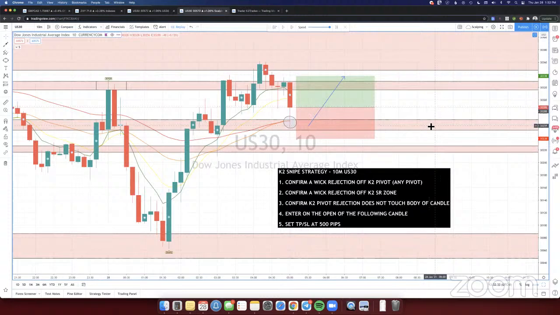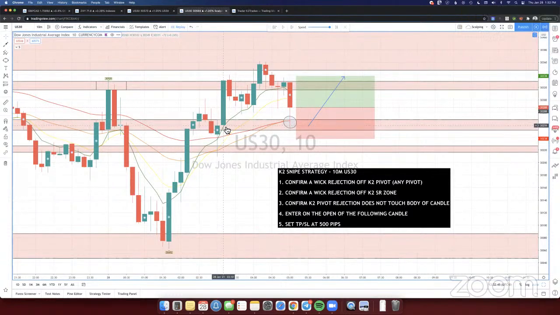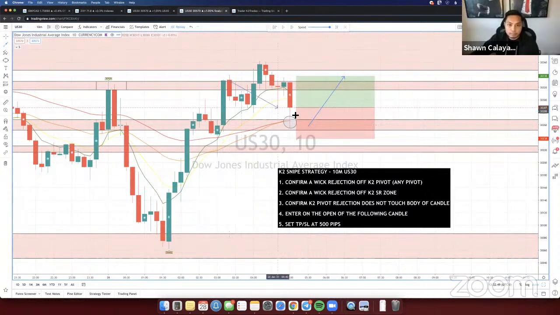So sometimes the body count will get too close, and you have to make sure that there's a space in between it. Exactly, like this right here. You can see this big green candle, and you can see how the pivot kind of touches it a little bit. So that's why we wouldn't take this trade, because from this point it came down a bit, right? So that'd be a bad trade to take.